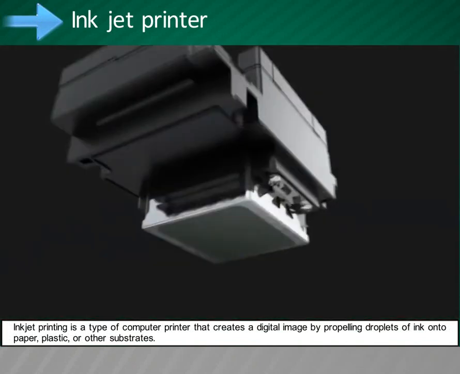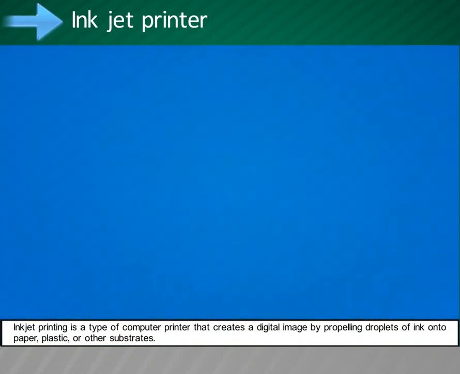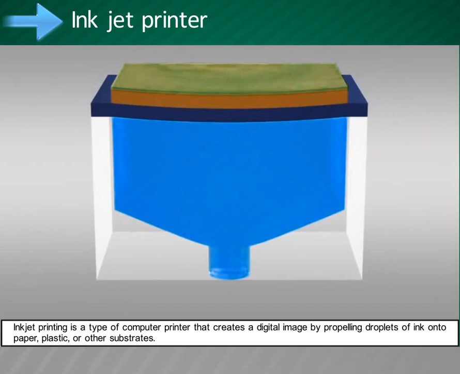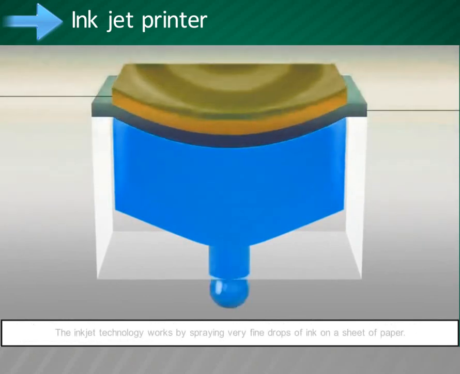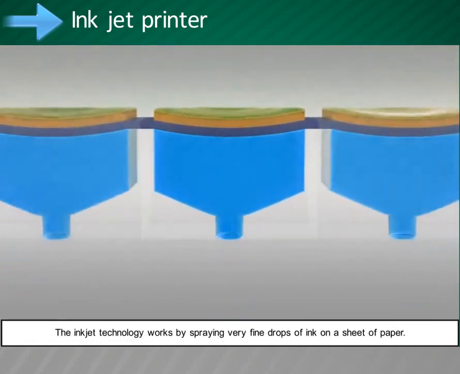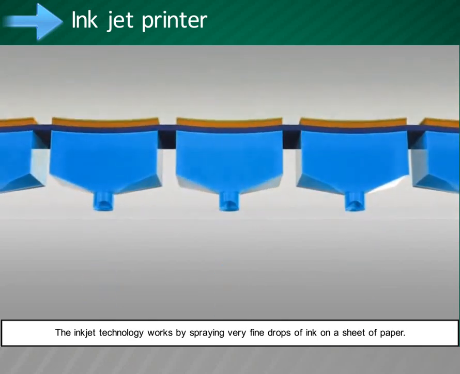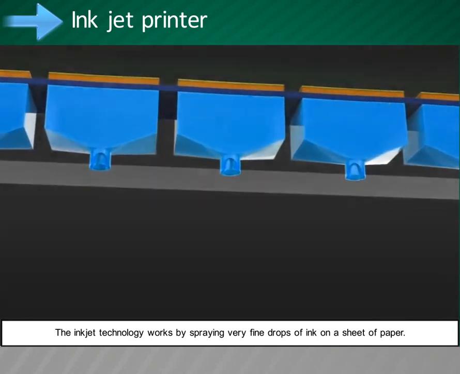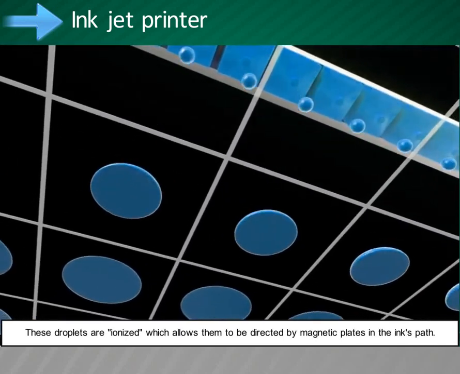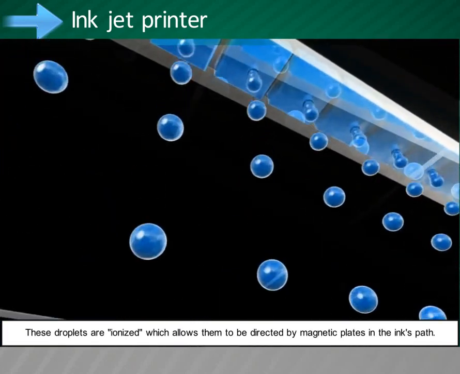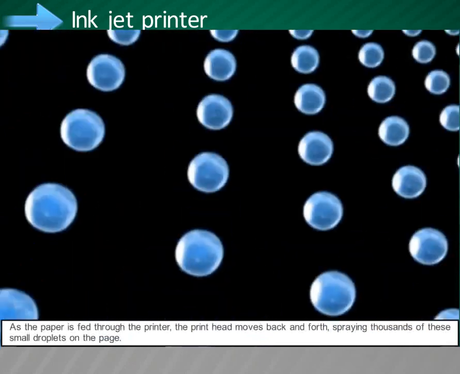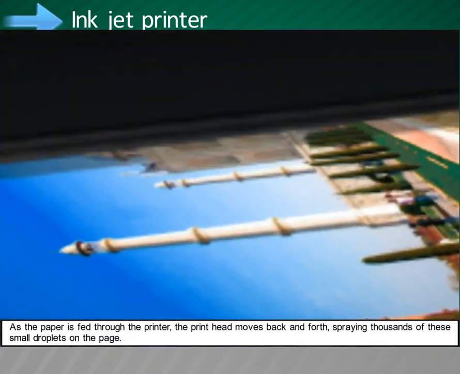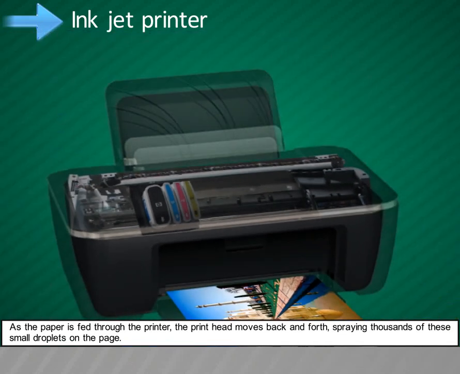Inkjet printer. Inkjet printing is a type of computer printer that creates a digital image by propelling droplets of ink onto paper, plastic, or other substrates. The inkjet technology works by spraying very fine drops of ink on a sheet of paper. These droplets are ionized, which allows them to be directed by magnetic plates in the ink's path. As the paper is fed through the printer, the print head moves back and forth, spraying thousands of these small droplets on the page.